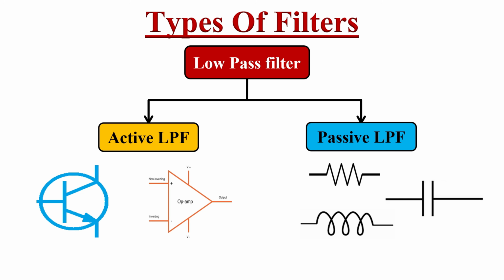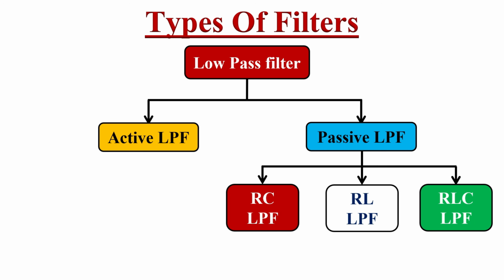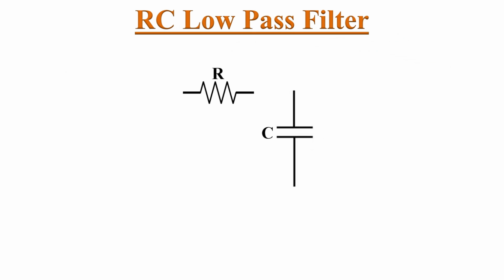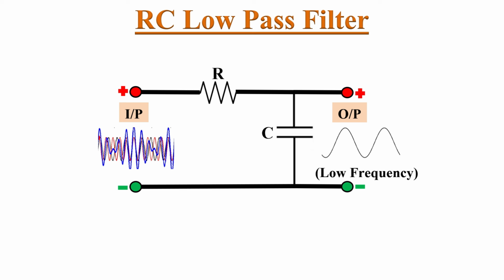The advantage of using an active filter is that it also provides gain to the input signal, while in the case of a passive low pass filter, the output is always less than the input signal. The passive low pass filters are mainly of three types: RC low pass filter, RL low pass filter and RLC low pass filter. In this video, we will particularly learn about the RC low pass filter. As the name indicates, it is made by connecting a resistor and capacitor in series. The input signal is applied across the resistor and capacitor, while the low frequency output is taken across the capacitor.